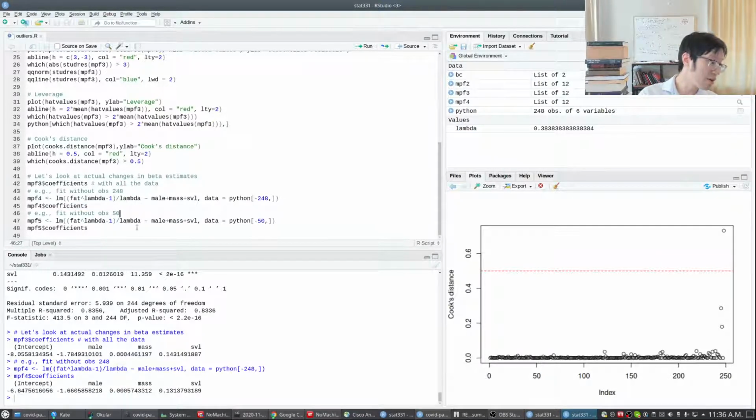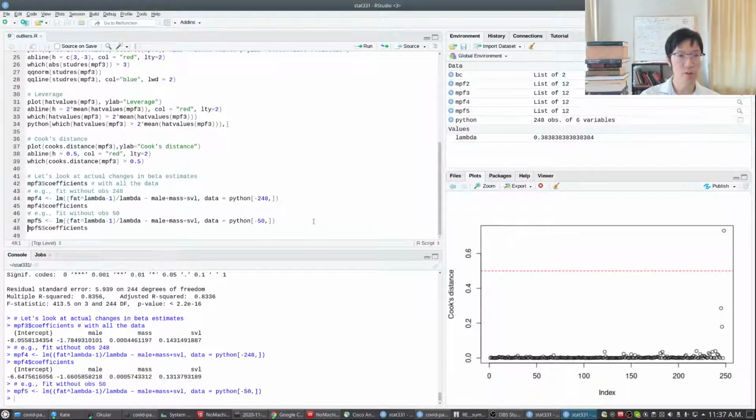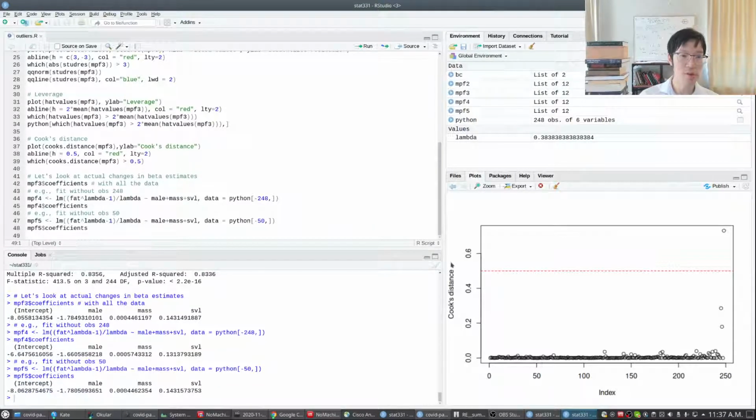Okay, and just to compare, finally, let's try throwing out some other observation. Just to illustrate, I'm going to throw out the 50th observation. You notice it's not very influential. It's one of those points in this part of the plot, so influence is pretty low. So what happens when we throw out some other observation, say the 50th? I'm going to fit the model without the 50th observation, so let's do that and look at the coefficients.